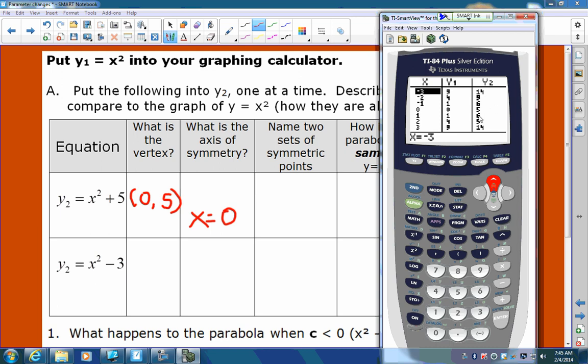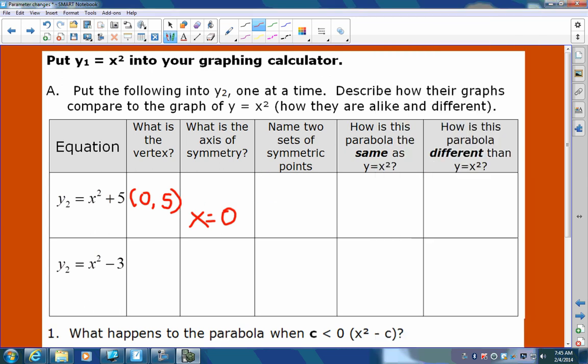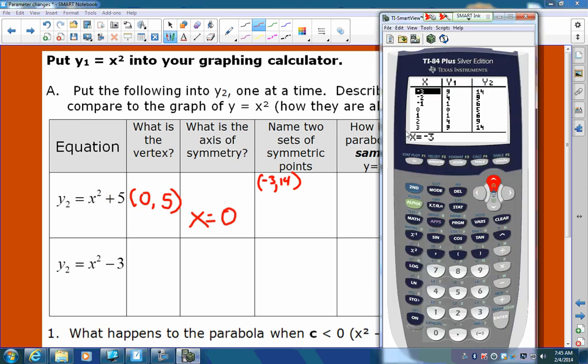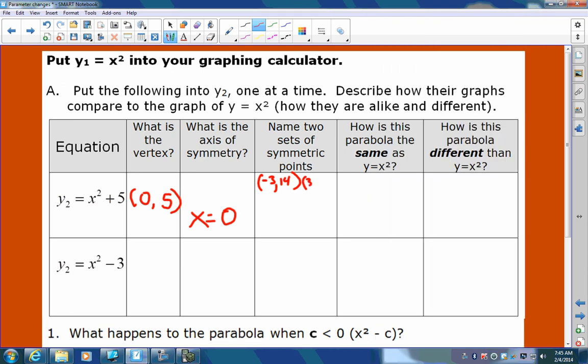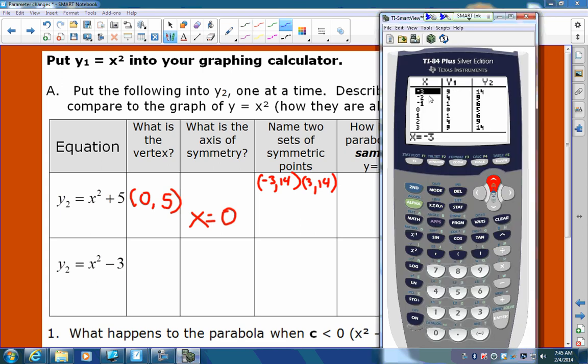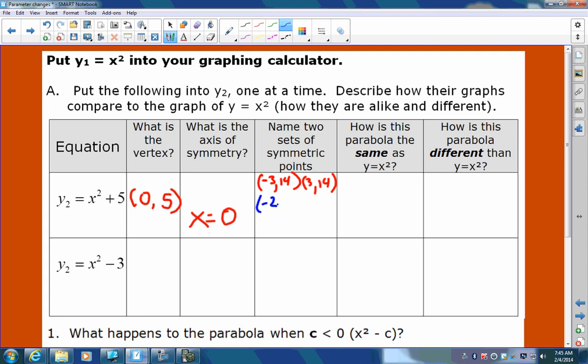How do we know when something is a symmetric pair? Because they have the same what? What numbers are the same in a symmetric pair? The y's. Okay? So when I'm looking here, in my new one, I've got negative 3, 14, and 3, 14. Another set that you could have, negative 2, 9 and 2, 9.